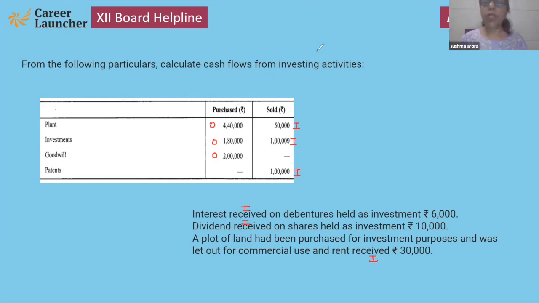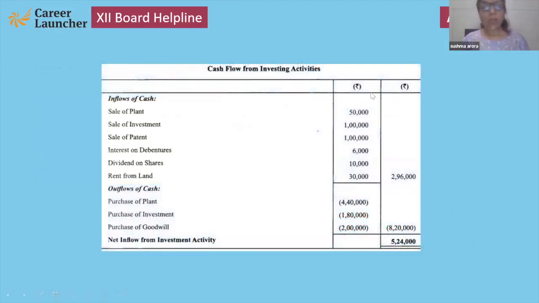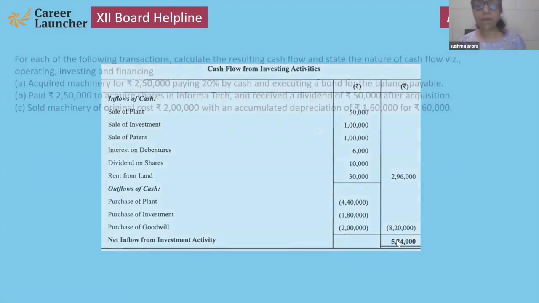I'm sure you all are able to understand now. Note down the question fast with answer. And how to show it in the cash flow, that also I'll show you. See how to show it. This way: all inflows together, all outflows together, and the final answer.